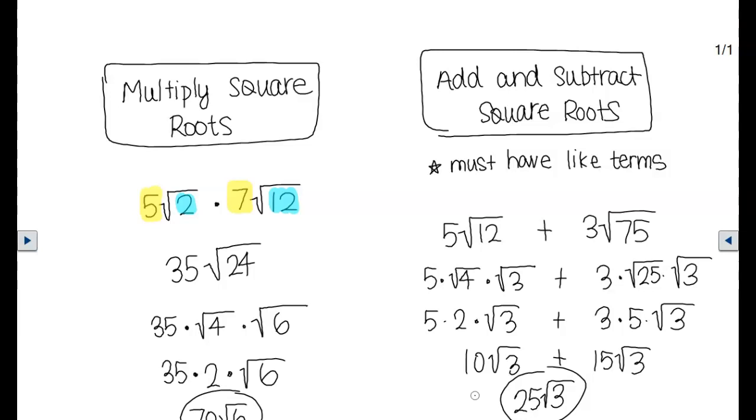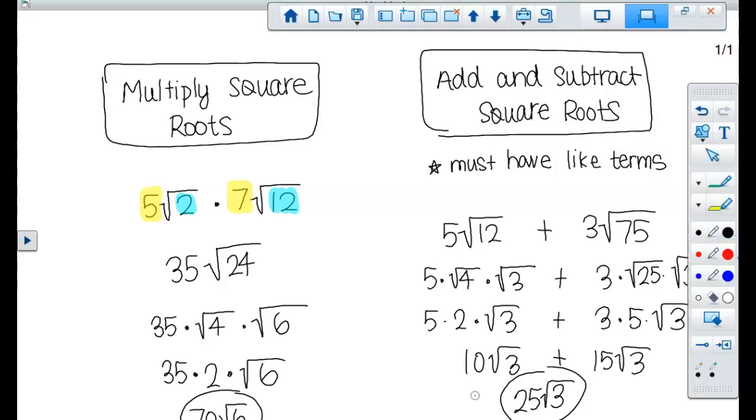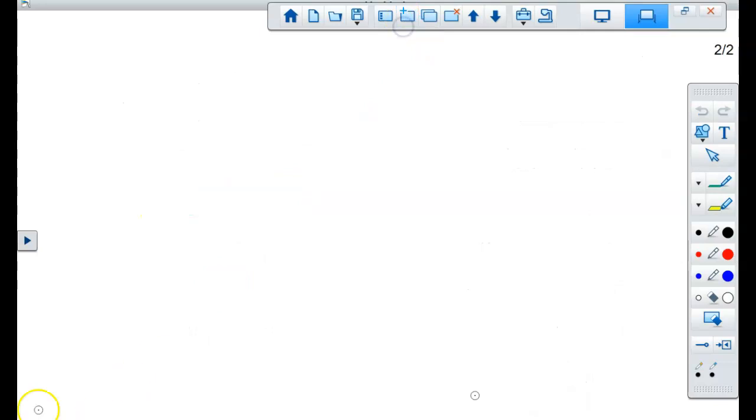All right, so I've reviewed these two skills with you because we're going to use both of these, the multiplying and the adding and subtracting, in the problems that we are going to be tackling today. Today what we're going to be looking at is binomial square root problems.